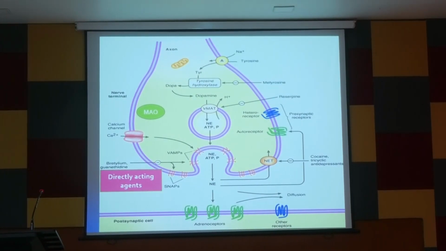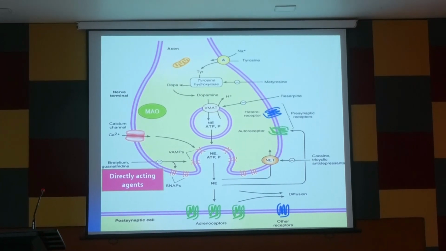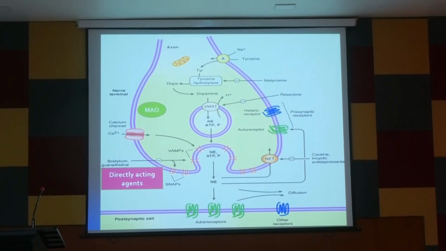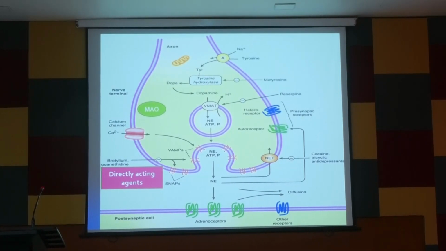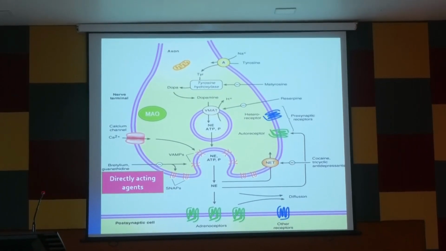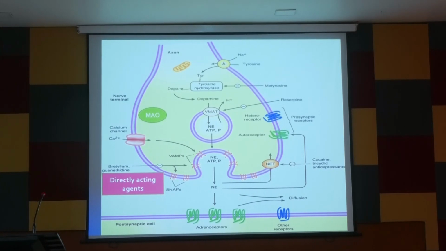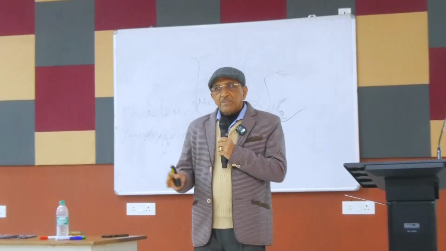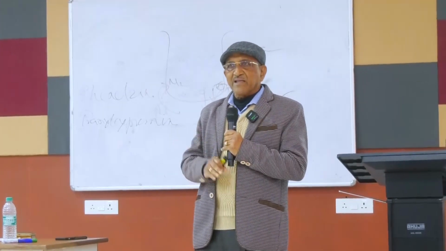Now coming to classification of sympathomimetic agent. It may be divided into three. Another is the indirectly acting, and third one is the mixed acting. Directly acting means the agents or drugs which directly stimulate the different types of receptor.